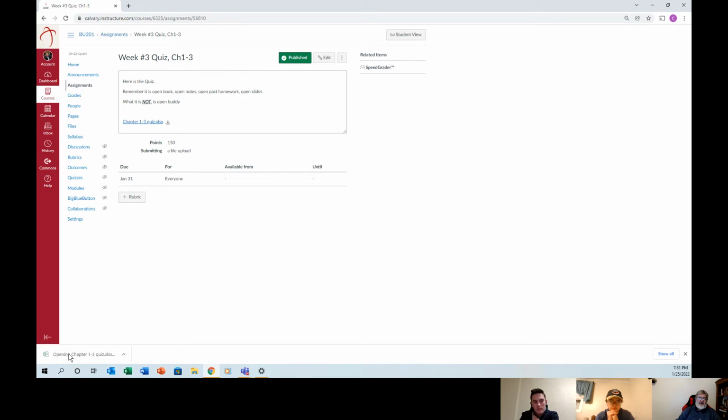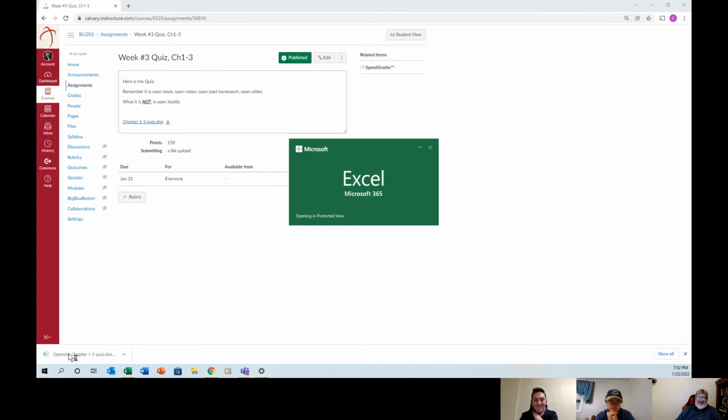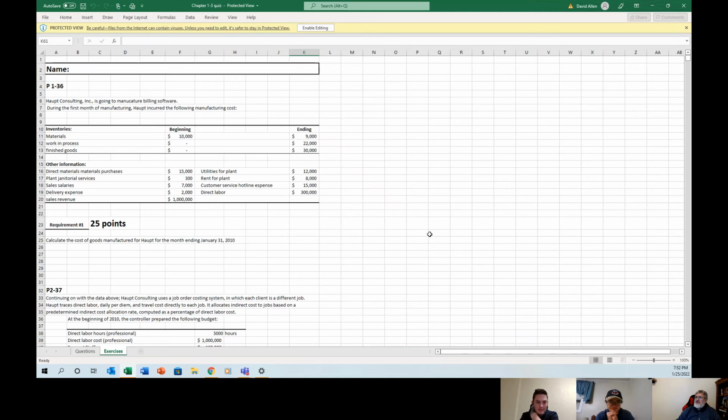Oh, it'd help if I hit the button down there. I'm like, why isn't it opening? Because you didn't hit the button, Goofy.